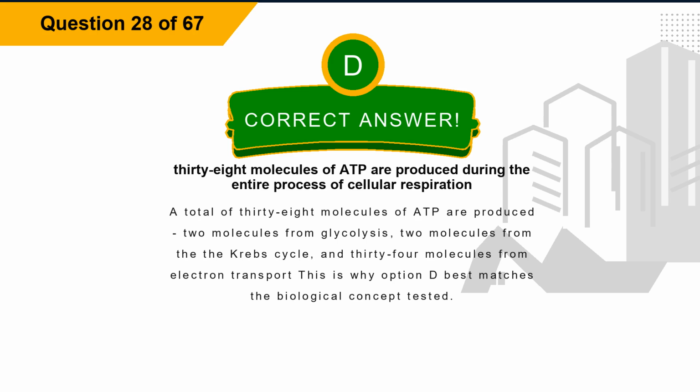Explanation. A total of 38 molecules of ATP are produced, 2 molecules from glycolysis, 2 molecules from the Krebs cycle, and 34 molecules from electron transport. This is why option D best matches the biological concept tested.